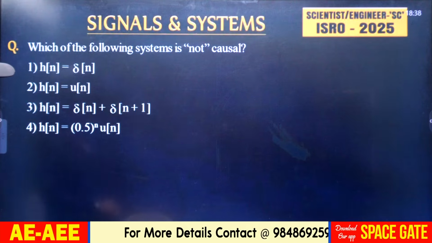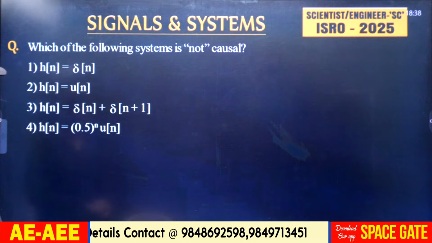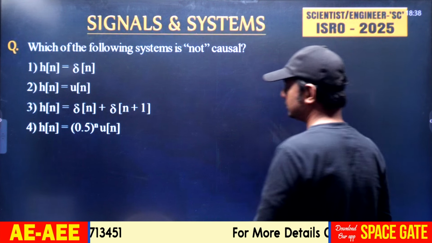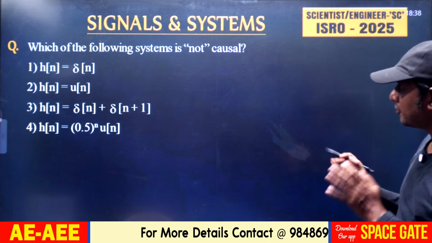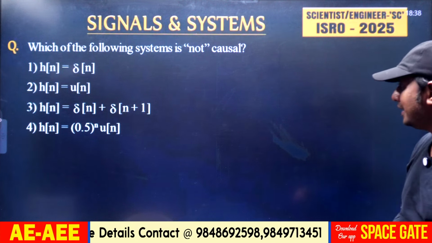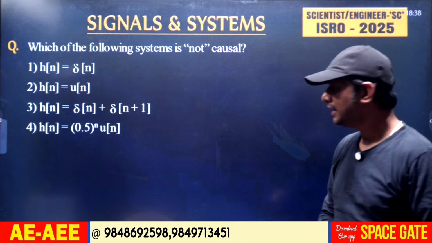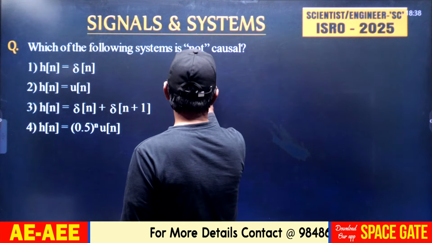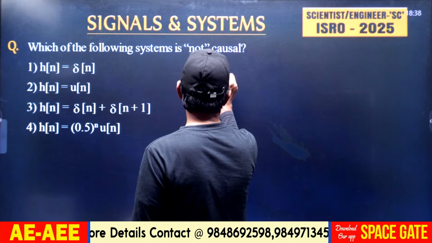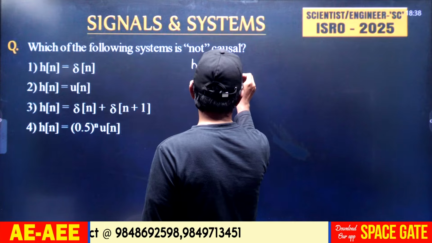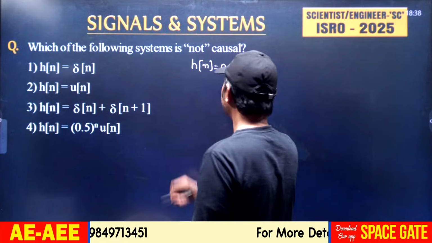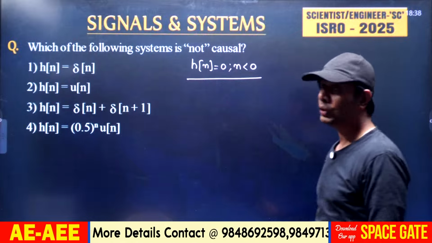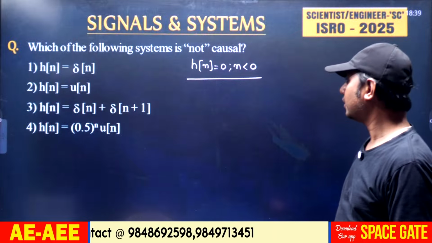Which of the following systems is not causal? And he has given 4 options. First of all, for causality of LTI systems, and in particular discrete time LTI systems, this condition must be satisfied: h of n must be 0 for n less than 0. This is the condition for a discrete time LTI system to be causal.